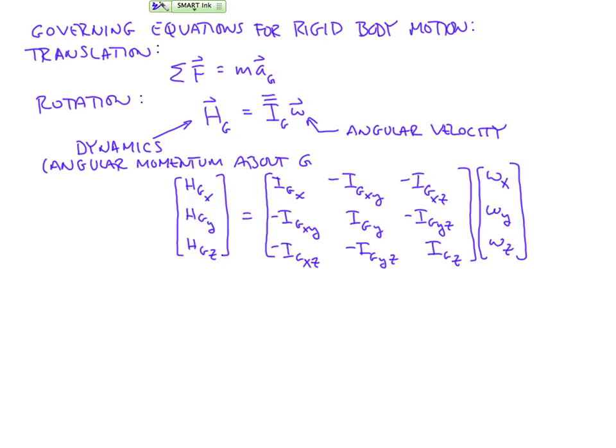The way we evaluate this right-hand side in component form is by taking each row in this array and multiplying it by this column. So for instance, our first equation would be Hgx equals Igx omega x minus Igxy omega y minus Igxz omega z. And we would have a similar construction for Hgy and Hgz. From this form, we see that the various mass moments and mass products of inertia are all components of a single entity, which we call a tensor.